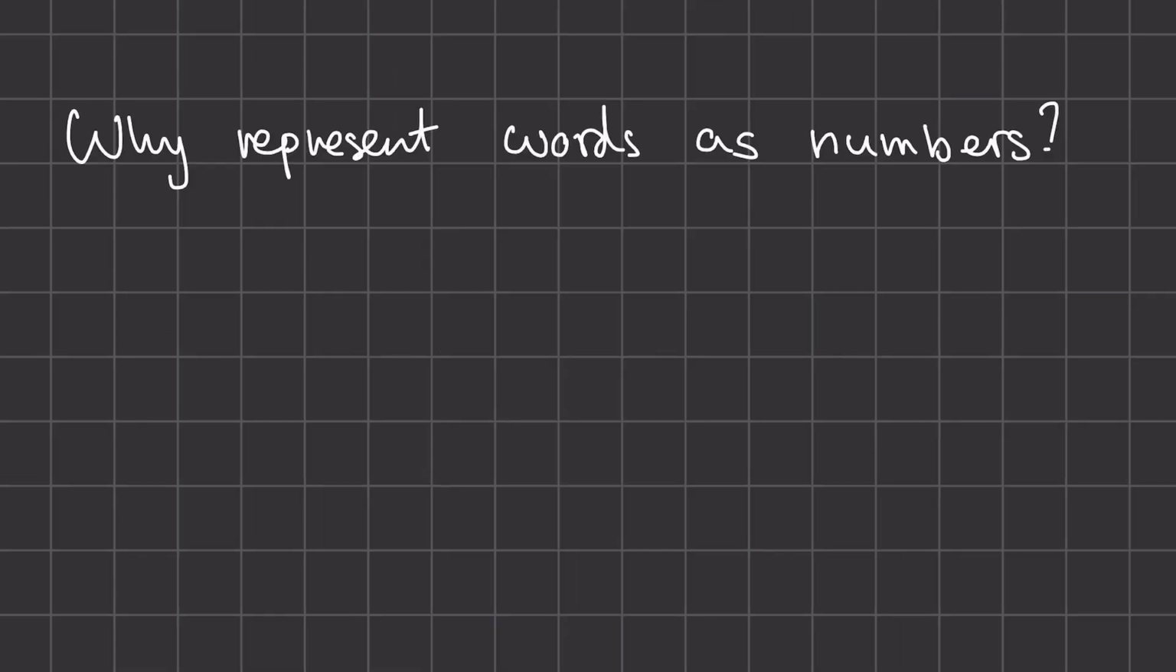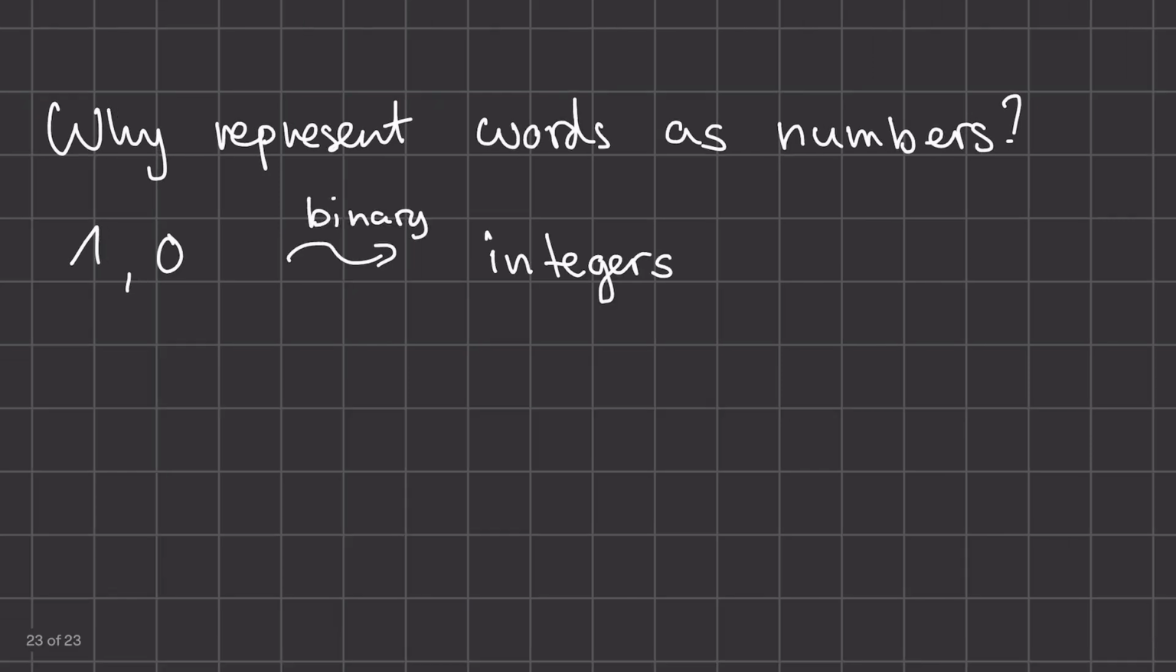So, why do we represent words as numbers? Well, one reason for this is because computers only know ones and zeros. So with ones and zeros, using binary representation, we can represent integers. If you'd like to learn more about this, I made a video in the past about binary numbers and how exactly that representation works, so I suggest you check that out if you're interested. And integers in this case are numbers like -5, 0, 1, 12.